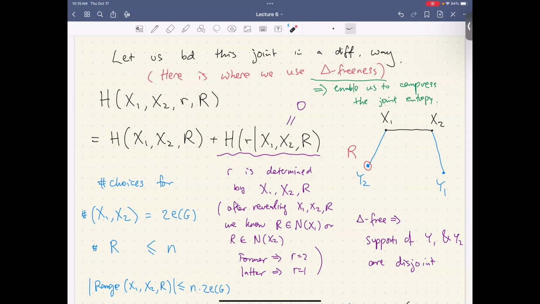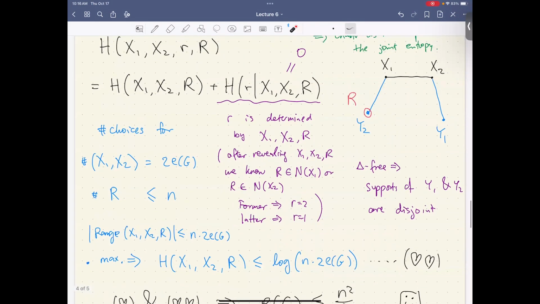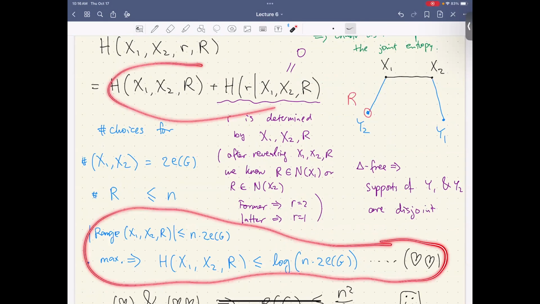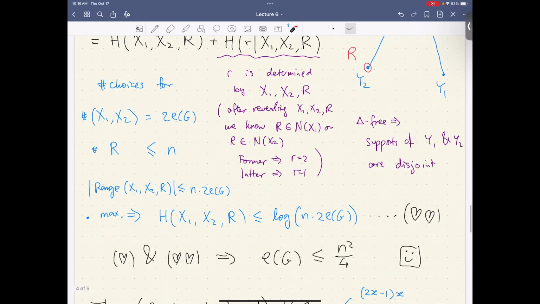Now, the second one is not zero anymore. In Mantel's theorem, using the triangle-freeness, we know that little r is completely determined by the other three random variables. But in Goodman's bound, we could have triangles. So y1 and y2, their supports are not disjoint anymore. This is not zero anymore. So although this bound is still correct, we need to redo this part. Let's try to do that.